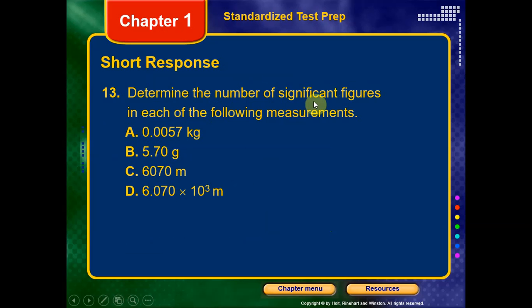Determine the number of significant figures in each of the following measurements. The first one we have 2, the second one we have 3, the fourth one we have 3, and the fifth one we have 4.